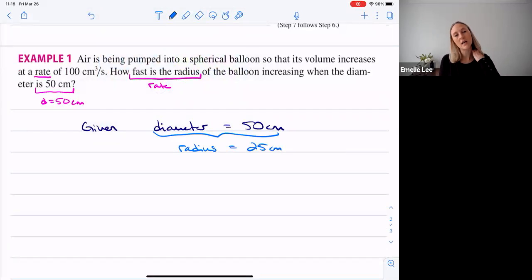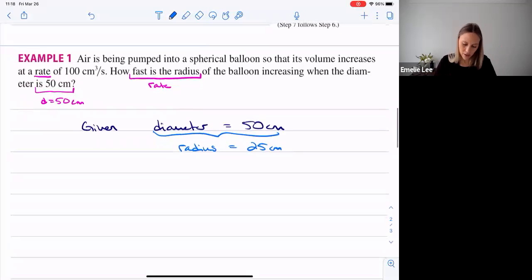Some of these basic relationships I do expect you to know, right? So if any of these diameter radius things aren't coming to you very quickly, then maybe review those, but I'll introduce them as they come up here. That one should be okay. So really what it's asking is how fast is the radius of the balloon increasing when the radius is 25 centimeters, right? So now we're talking about the volume related to the radius.